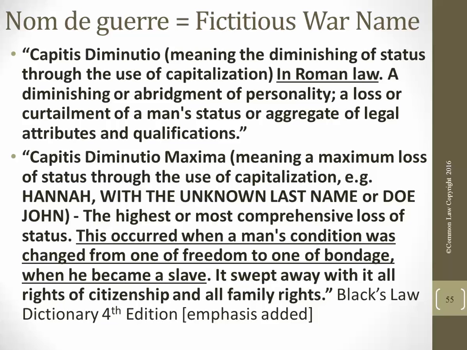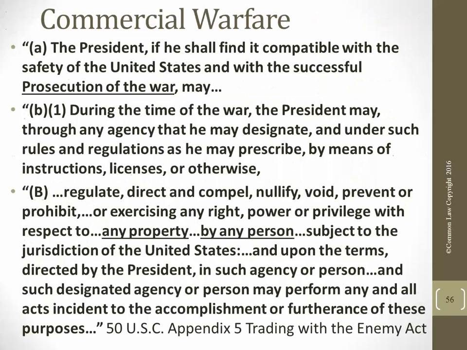Black's Law Dictionary, 4th edition. This is taken from the Trading with the Enemy Act, Title 50, United States Code, Appendix 5. The President, if he shall find it compatible with the safety of the United States and the successful prosecution of the war. Why do you think that they started the war on drugs?